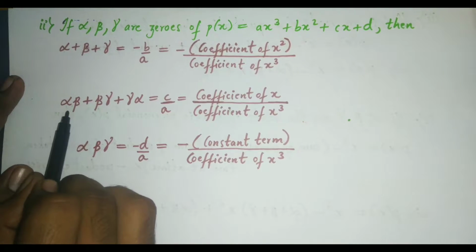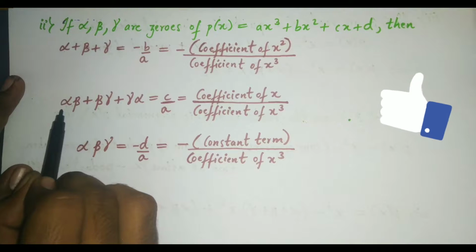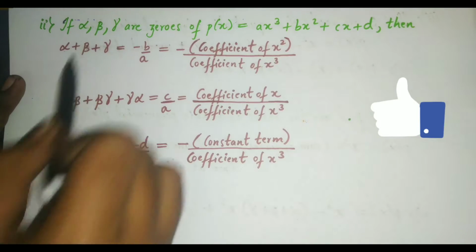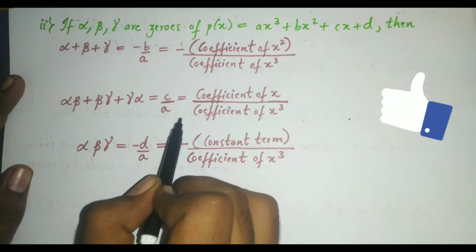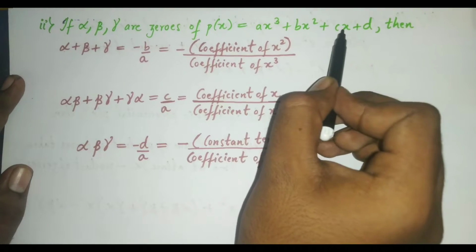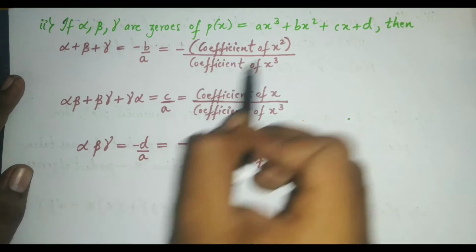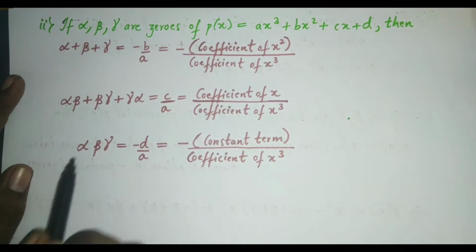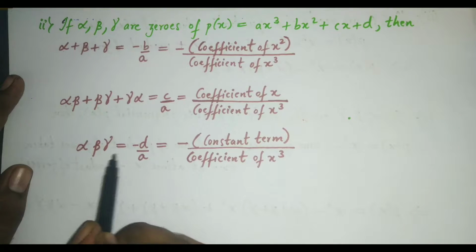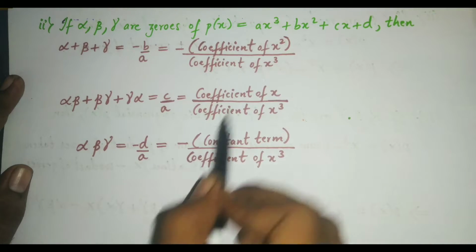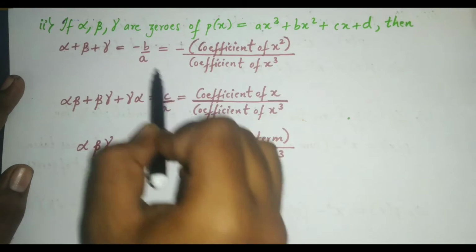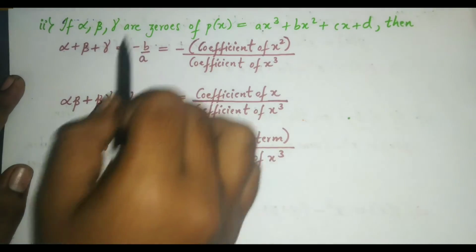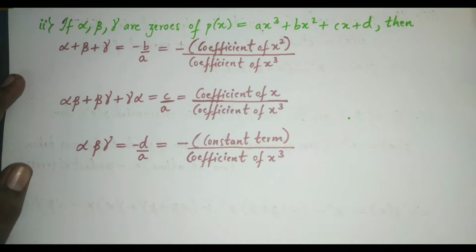Now here it is nothing but the combination of a product and a sum. That means they are adding the product of zeros taken two at a time, that means alpha beta plus beta gamma plus gamma alpha equal to c by a. Fine. C will be the coefficient of x, a will be the coefficient of x cube. Now the product of the zeros, alpha beta gamma, will be equal to minus d by a. D is the constant term, a is the coefficient of x cube. These formulas you have to remember, and also sum, product and all, so that you can easily calculate the given thing. Fine. Moving on to the third important thing.